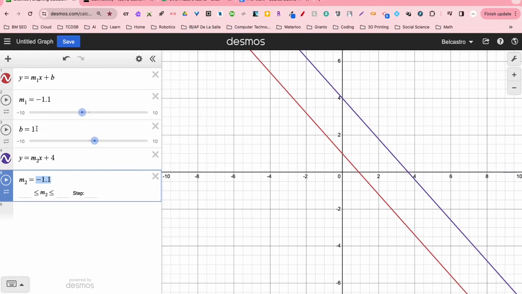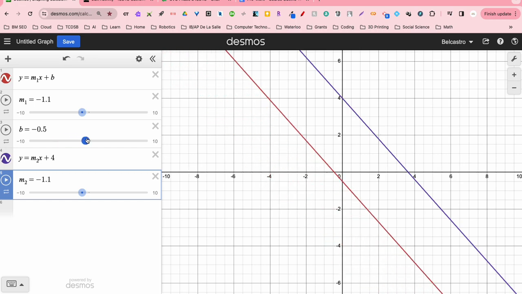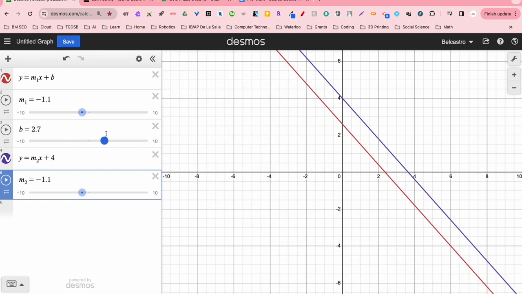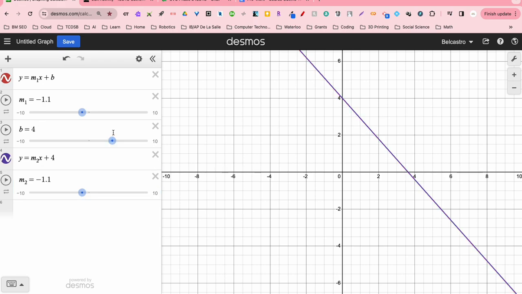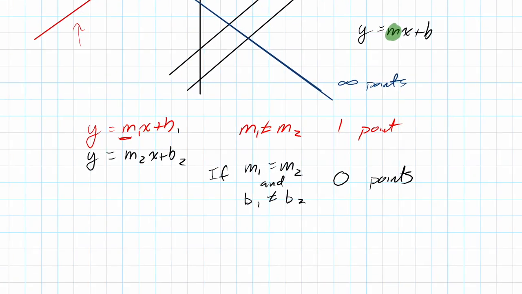So what does that mean for us? If the b, or the y-intercept, is different, they're just never going to cross each other. They will not, until I do this. And there's your infinite. Same slope, same y-intercept. And then the final example: if m1 equals m2 and b1 equals b2, in other words, the slopes and y-intercepts are the same, then you have infinite points.